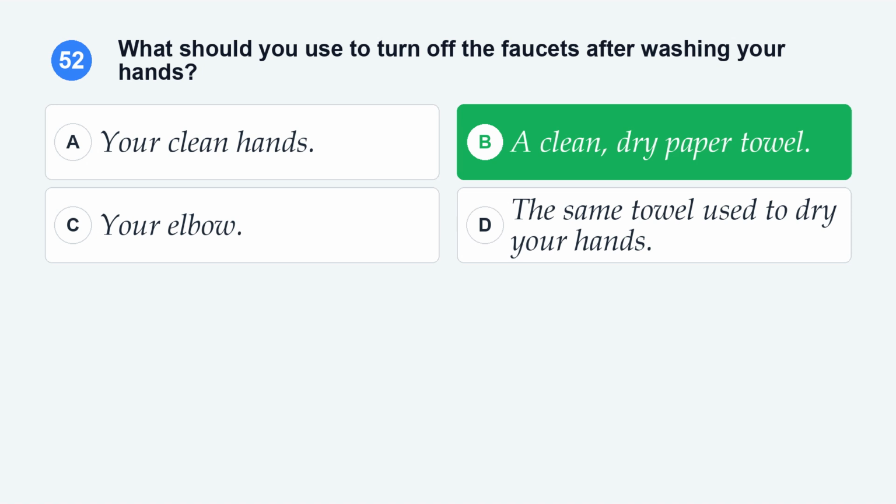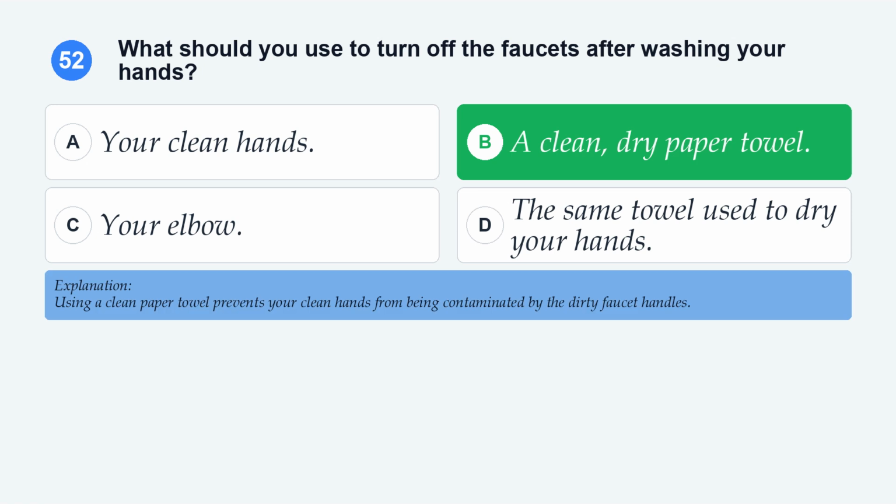The correct answer is option B. A clean, dry paper towel. Explanation. Using a clean paper towel prevents your clean hands from being contaminated by the dirty faucet handles.